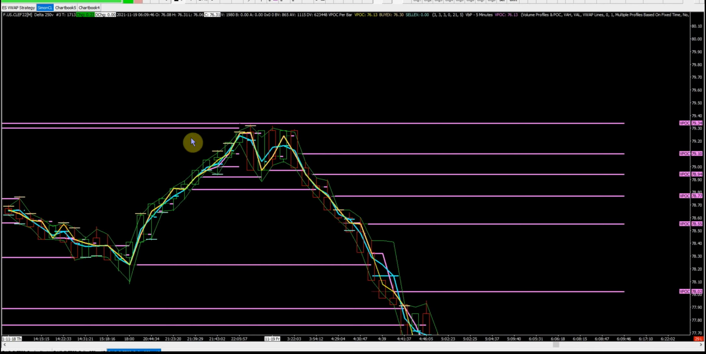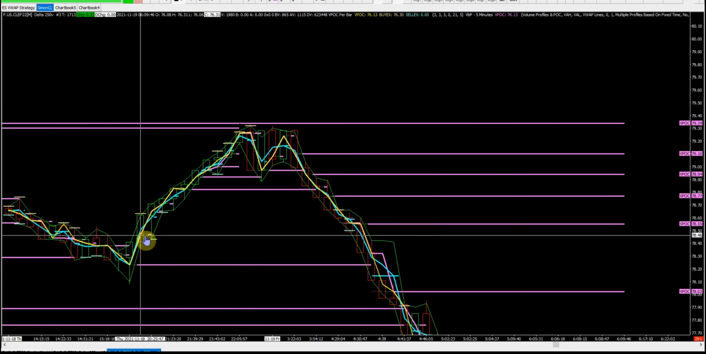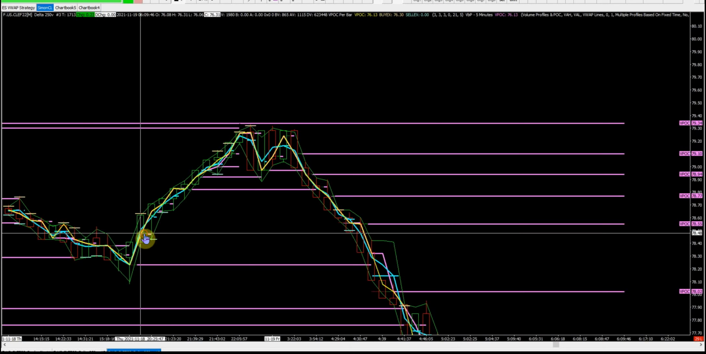So what would I be looking for? I'm looking for VPOCs up here as targets. You can see little bitty VPOCs here that are formed, and then price action comes down to take them out. Well, those are potential long entries. You've got a long entry here. You've got a VPOC that's formed on that bar, which is right around 78.46, 78.47, something like that.